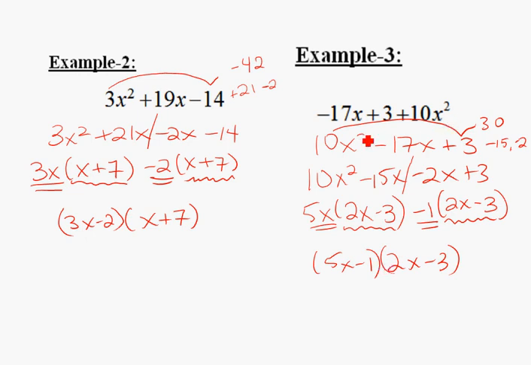Therefore, this polynomial expression factored ends up being the quantity 5x minus 1 times the quantity 2x minus 3. This ends our video on factor by grouping.